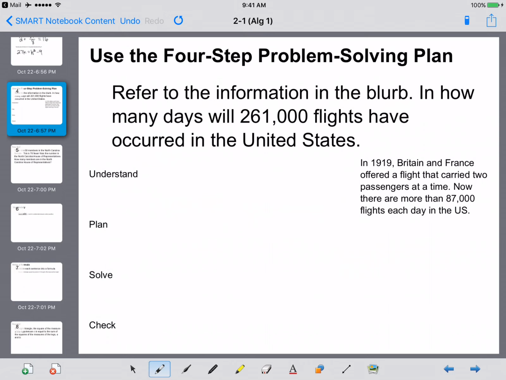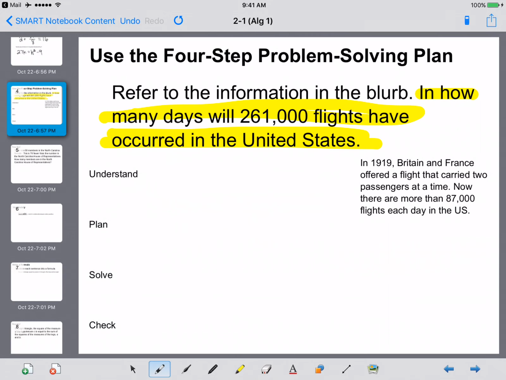Now it wants us to use the 4-step plan to solve. So refer to the information in the blurb. In how many days will 261,000 flights have occurred in the United States? So here it says in 1919, Britain and France offered a flight that carried 2 passengers at a time. Now there are more than 87,000 flights each day in the U.S. So understand, we're looking for how many days 261,000 flights will have occurred.